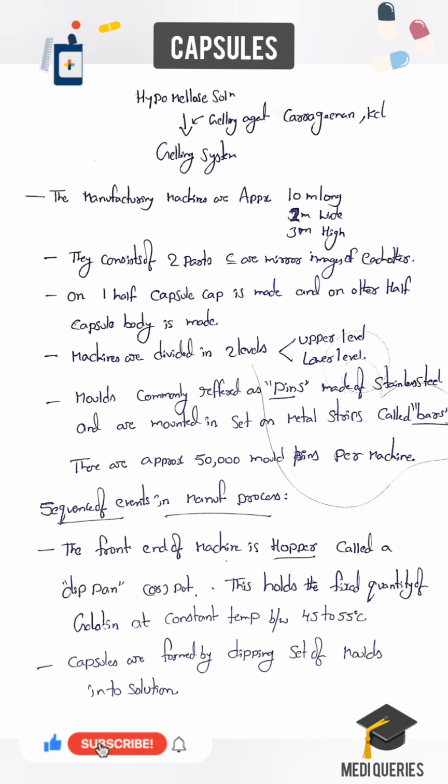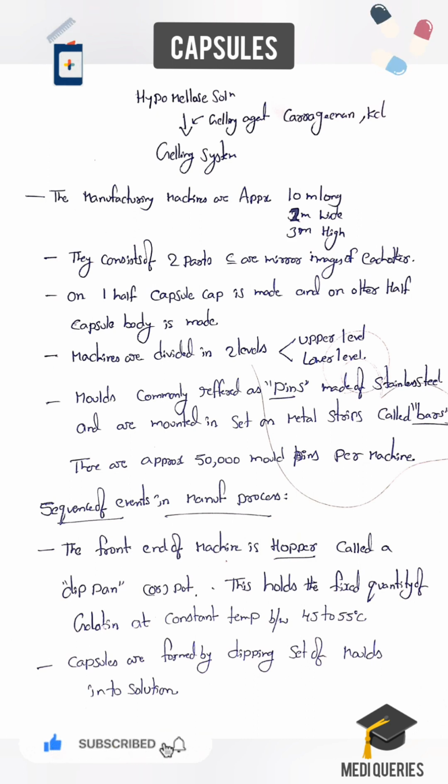The molds, commonly referred to as the pins, which are made up of stainless steel, are set on a metal strip called bars. There are approximately 50,000 molded pins per machine. So now we will see the sequence of events in the manufacturing process.